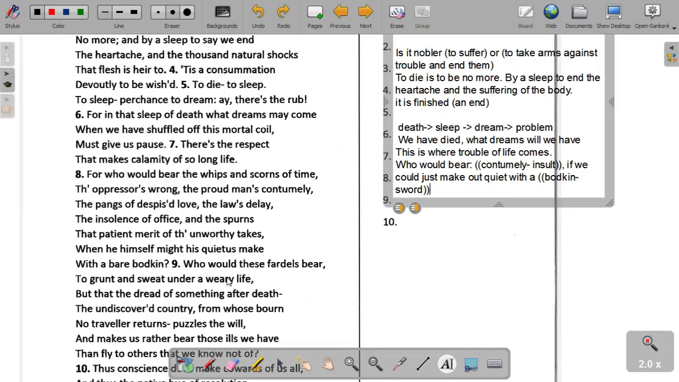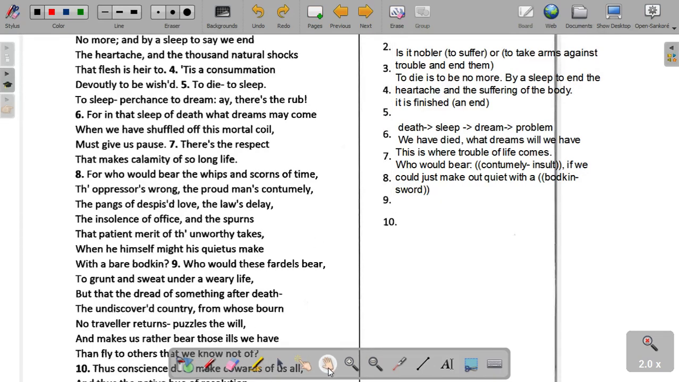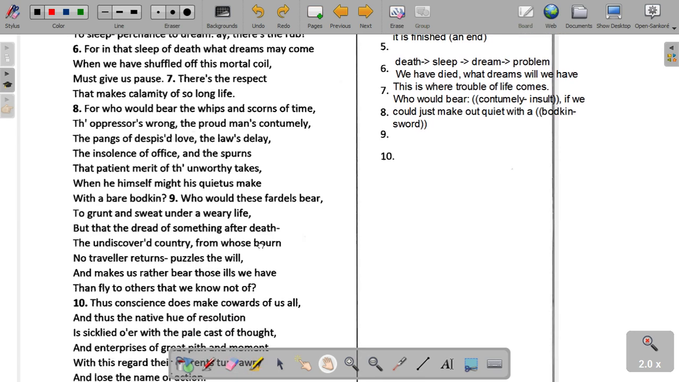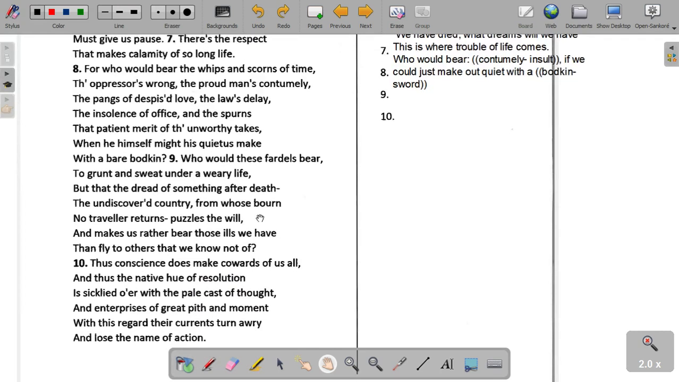And then we have number 9. We'll just go ahead and finish this. So who would these fardels bear, to grunt and sweat under a weary life, but that the dread of something after death, the undiscovered country from whose bourne no traveler returns, puzzles the will, and makes us rather to bear those ills we have than fly to others that we know not of?